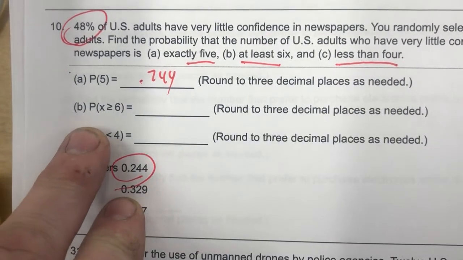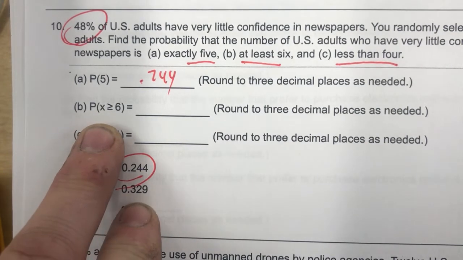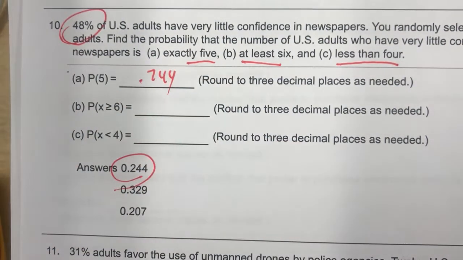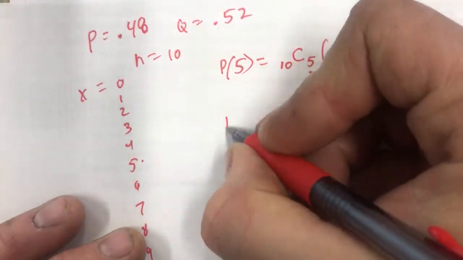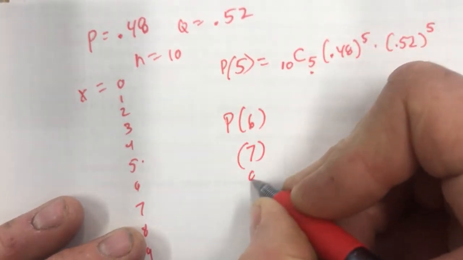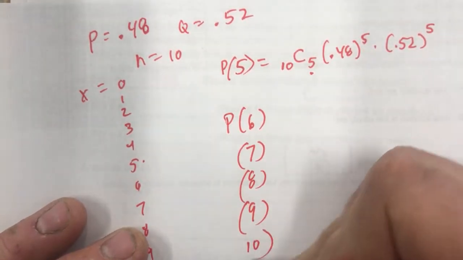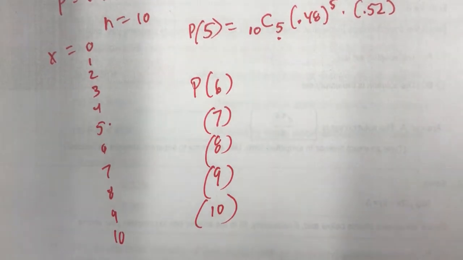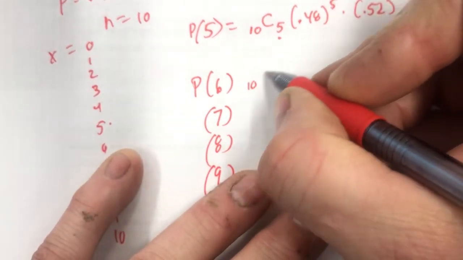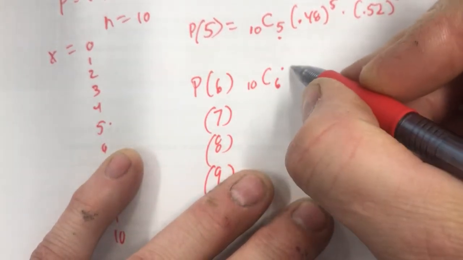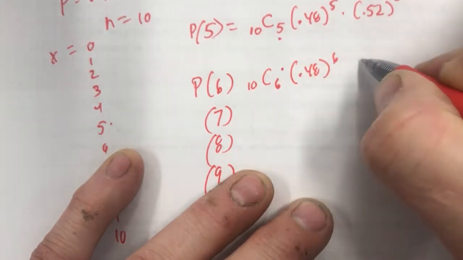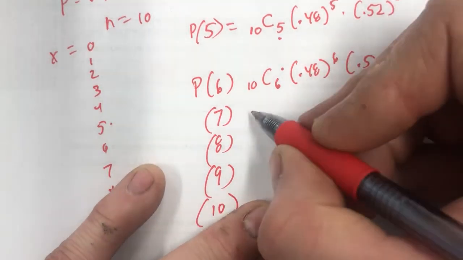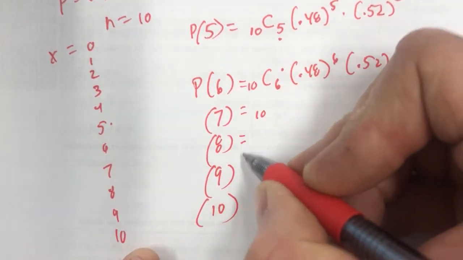Now, look at this one. It says find the probability that X is greater than or equal to 6, which means 6, 7, 8, 9, 10. There's 5 of those. All right, so what I have to do is I've got to do 6, 7, 8, 9, 10. I got to do all 5 of them and then add them together. Okay, so this one's going to be 10C6. Then we'll have 0.48 to the 6, and then this is going to be 0.52 to the 4. Okay, this is going to be 10. Here, let me put equals in there.